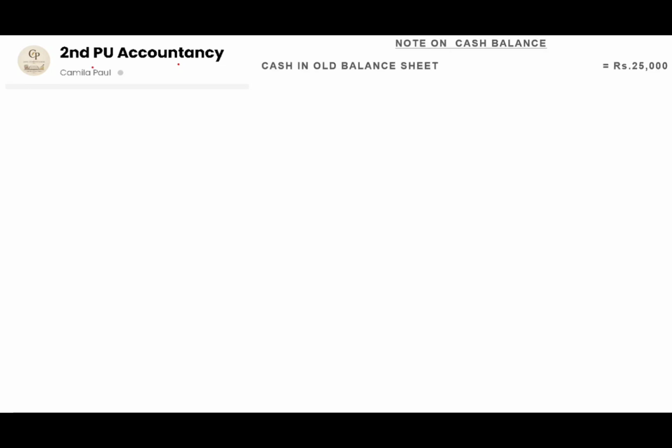So now before we prepare the balance sheet, let's see how to find the balance of the cash. As there are a lot of changes taking place in the cash, we have to find out what is the actual cash that will be taken to the new balance sheet. So here, let's see a note on the cash balance. First, let's see the cash given in our old balance sheet. That is 25,000. So that is our old cash we have in our business.